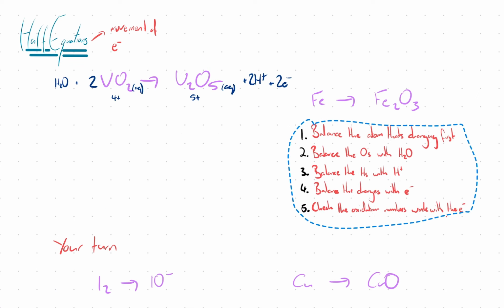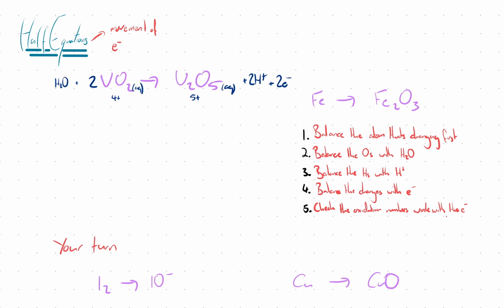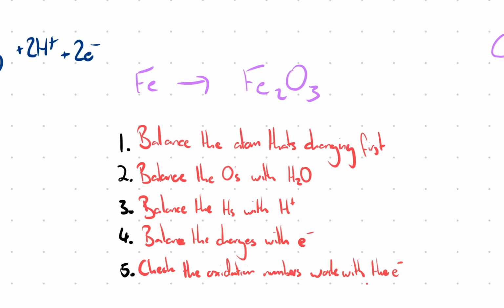Let's move our rules under. Let's make sure we're following these rules each time. So, first of all, balance the atom that's changing first. So that's anything other than oxygen or hydrogen. Hopefully you're thinking about what that's going to look like. Yeah, we've got 2 Fe on the right, 1 on the left, so we need 2 here.